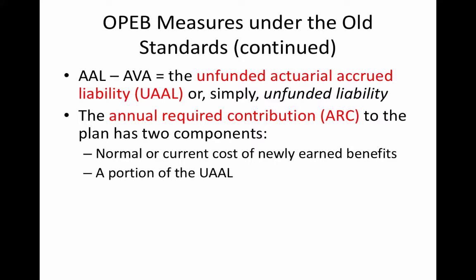Pension and OPEB expense were based on this thing called the ARC, or the annual required contribution, which was composed of two pieces. One was the normal or current or service cost, so the cost of newly earned benefits, and the other was an amortized portion of the unfunded liability, which could be spread over a period of up to 30 years. So it was effectively 1/30 of the unfunded liability plus the normal cost or service cost, and that was the ARC. And generally, if governments were contributing an amount equal to the ARC to their plans, that's the amount that was being reported as pension or OPEB expense.